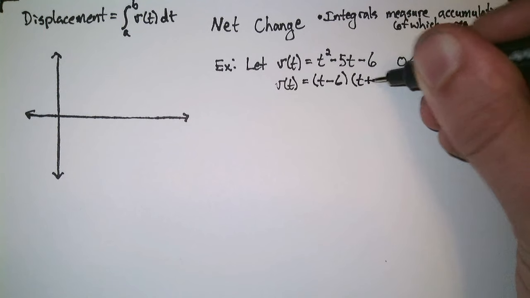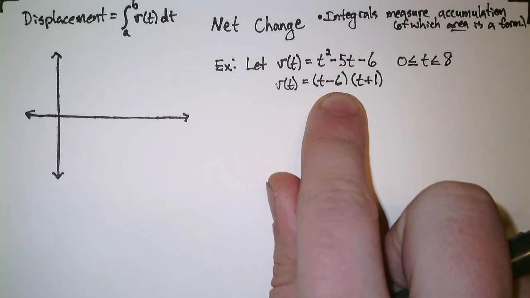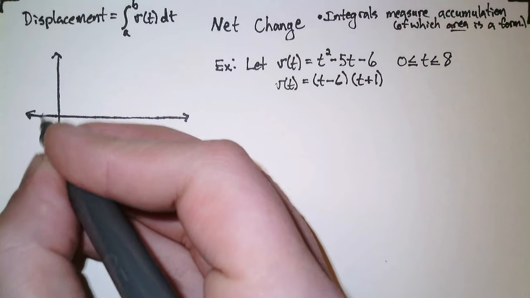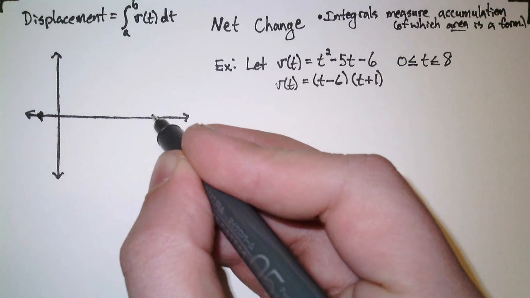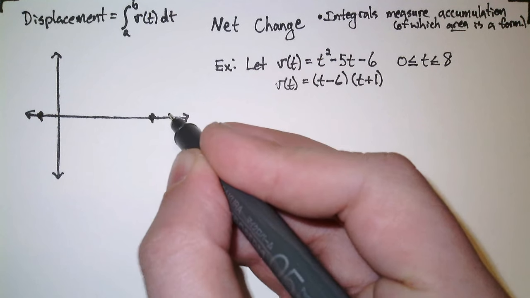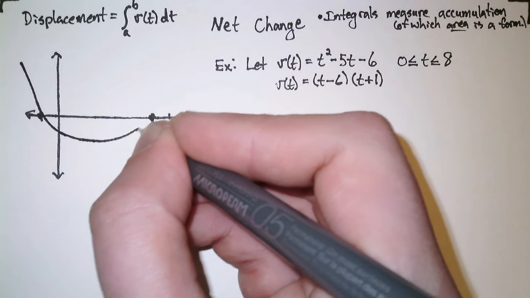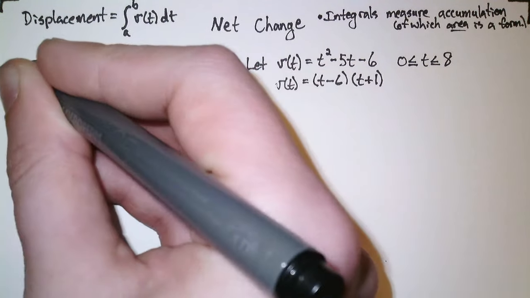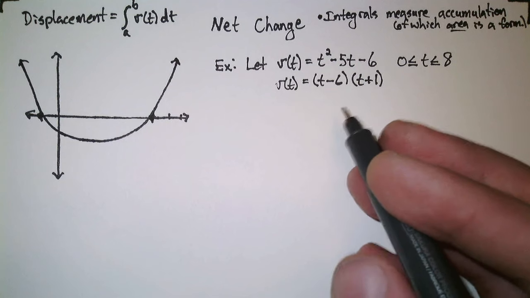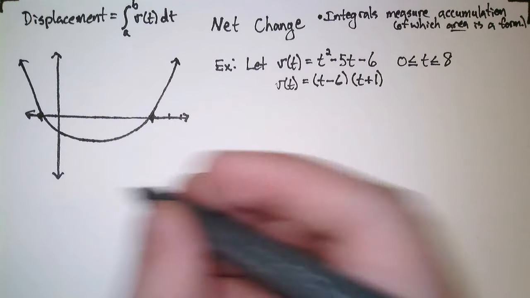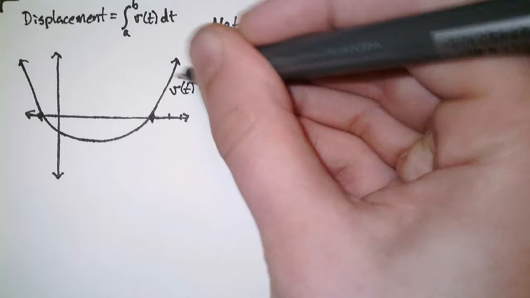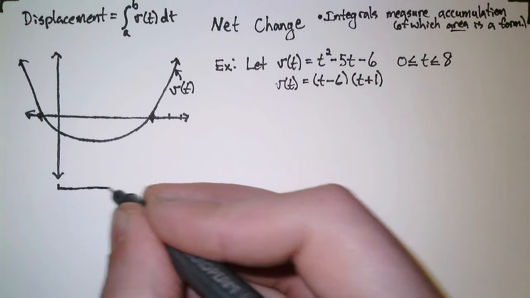So take a look at this velocity, and what we're going to do is factor this, and use that factorization to graph it. You can see we have a 0 at -1, and we have a 0 at +6. I put 2 tick marks there out to 8. It is a parabola going up, and by the way, this parabola is velocity, so always remember that as you're going through this.